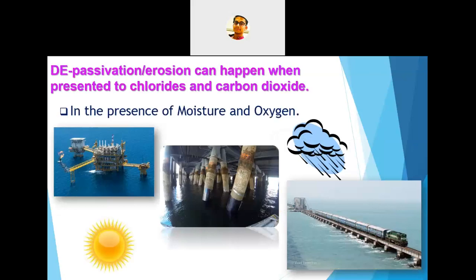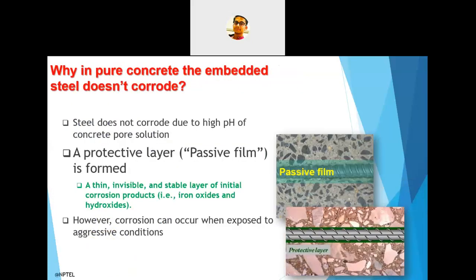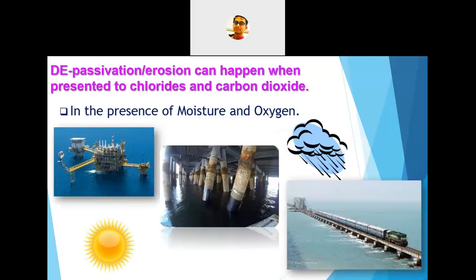So here the depassivation or the corrosion can happen when it is exposed to chlorides or carbon dioxide. When any structure is exposed to chloride or carbon dioxide, these types of depassivation occur. So this is passivation and the depassivation. So with the presence of that oxygen and moisture, this is quite important.